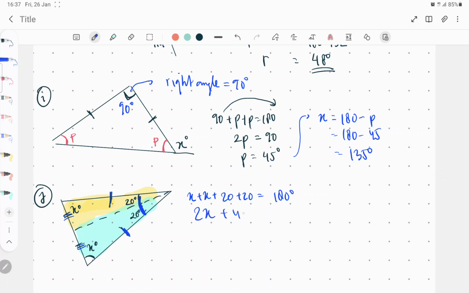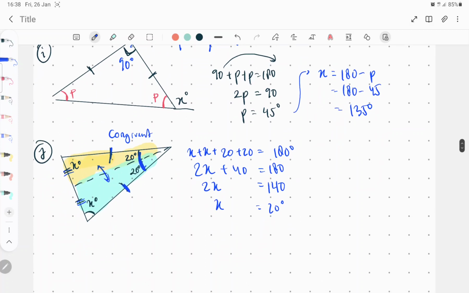2x plus 40 equals 180. So 2x equals 140. Right? You subtract 40. So x equals 20. Way more challenging. Why? Because you need to understand that the blue and yellow triangles are congruent, equal in size and equal in shape.